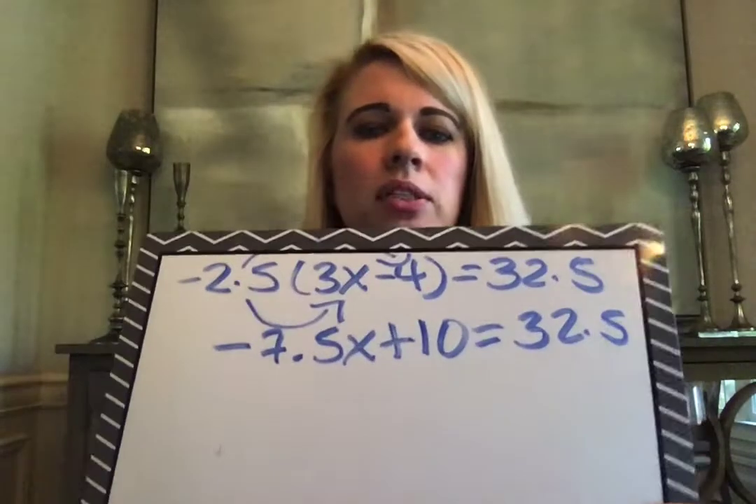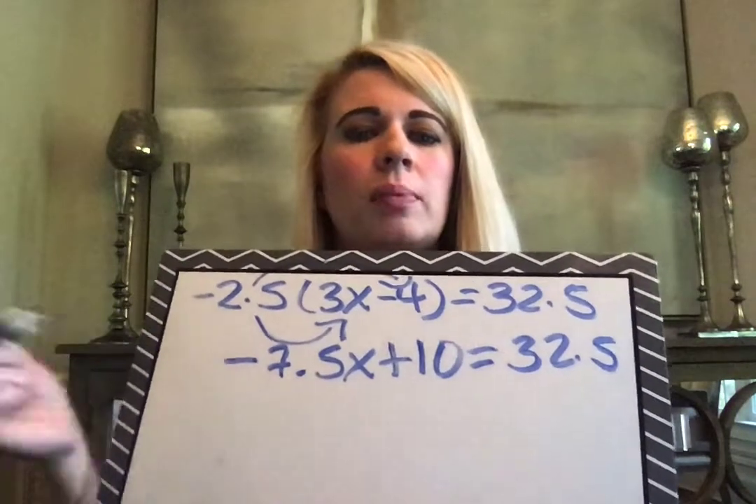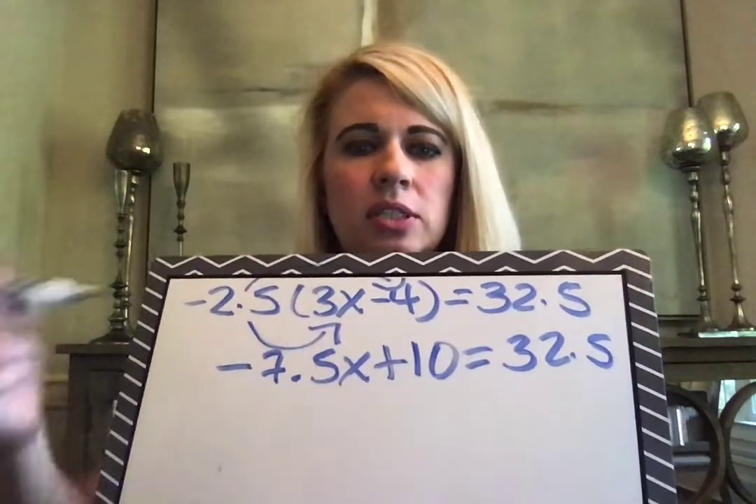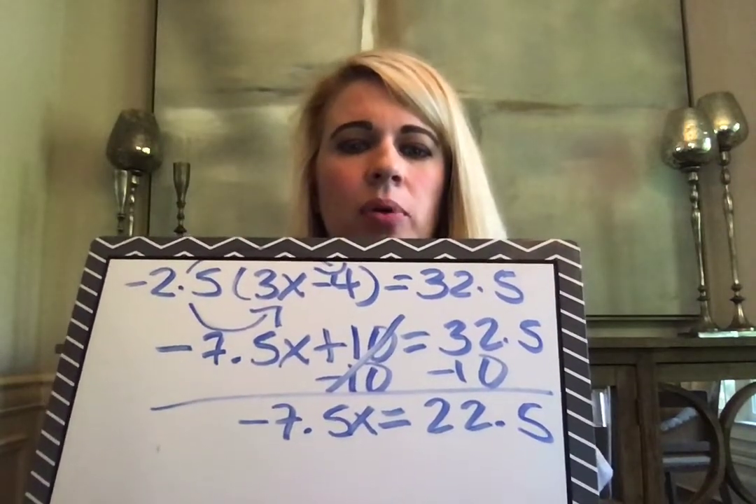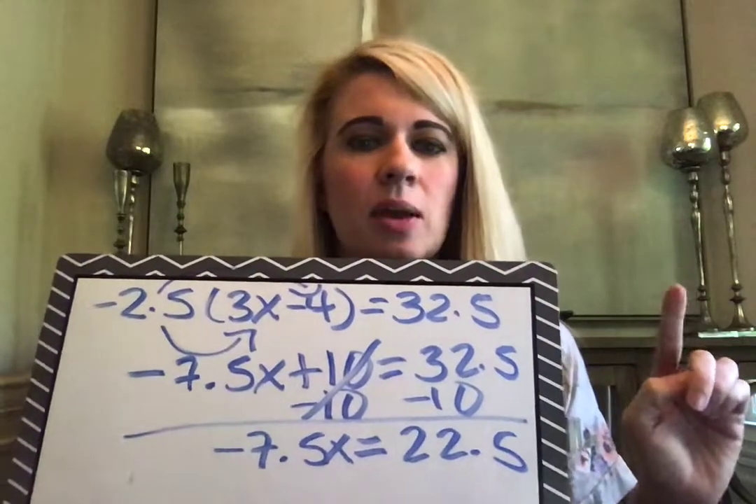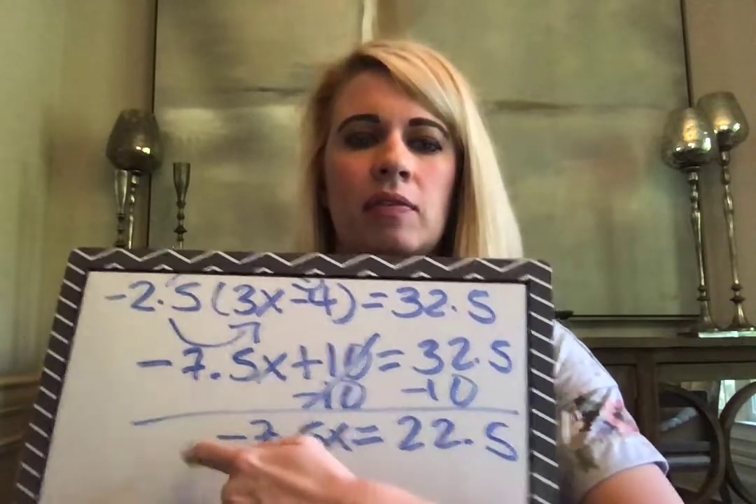So here we are. Now we're down to our two-step. So remember, you add or subtract first to get your variable by yourself. So you're going to subtract 10 from both sides. You can go ahead and type it in the calculator. Bring down that negative 7.5x, which gives you, what does it give you? 22.5. Okay, 22.5. So now I'm going to divide both sides by not a positive 7.5, a negative, because you got to get rid of it. So you need to divide both sides by a negative 7.5.